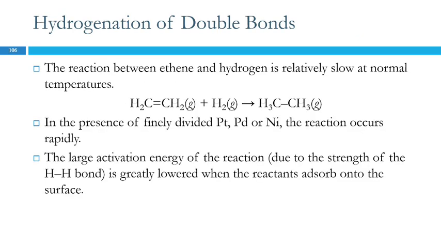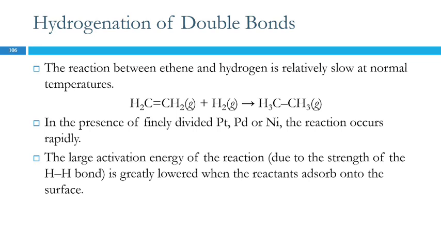Another example of catalysis is the hydrogenation of double bonds. Ethene has a double bond between the carbons, and you can react it with hydrogen and have one hydrogen add to each carbon and get ethane. But that's pretty slow at normal temperatures. If you have a catalyst, again, a finely divided metal such as platinum, palladium, or nickel, that reaction will happen rapidly.